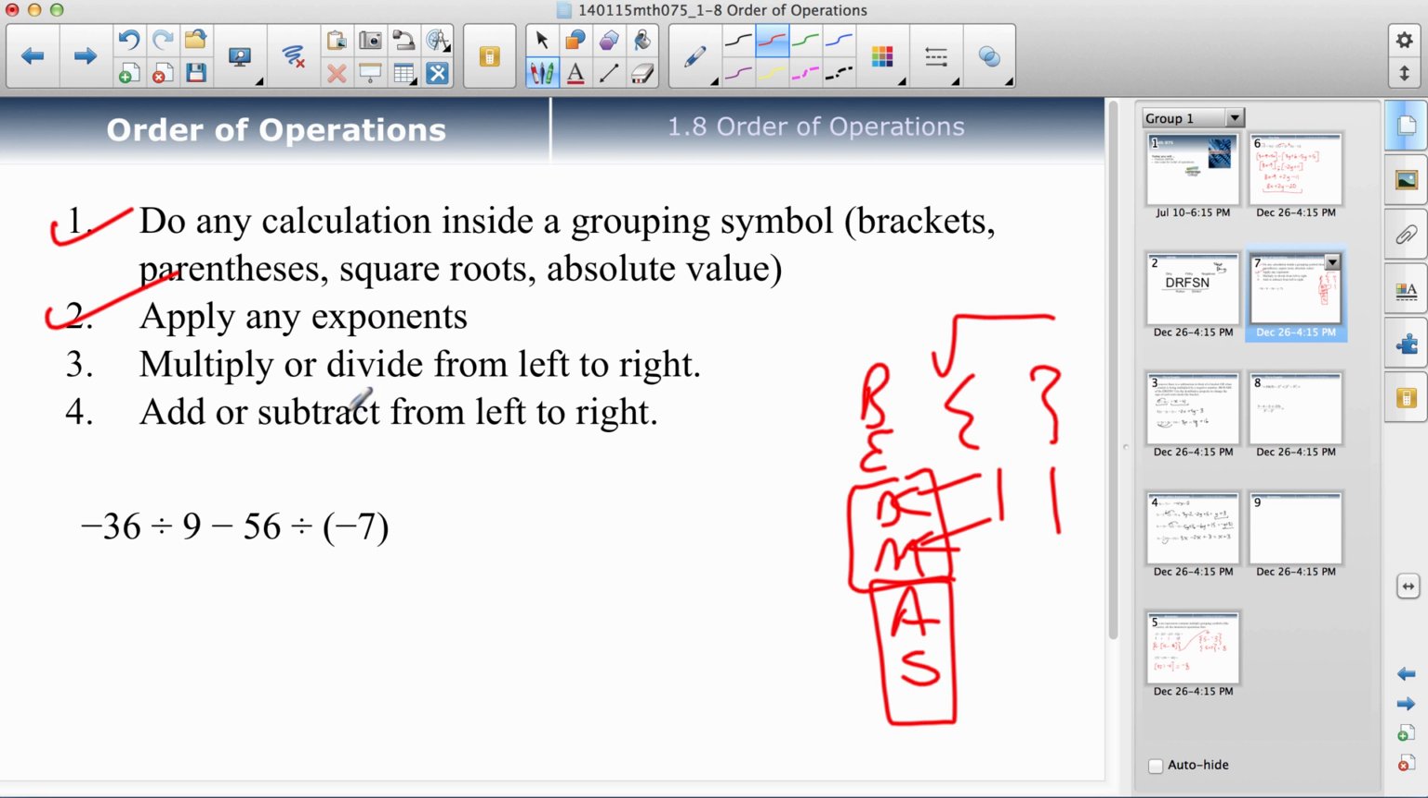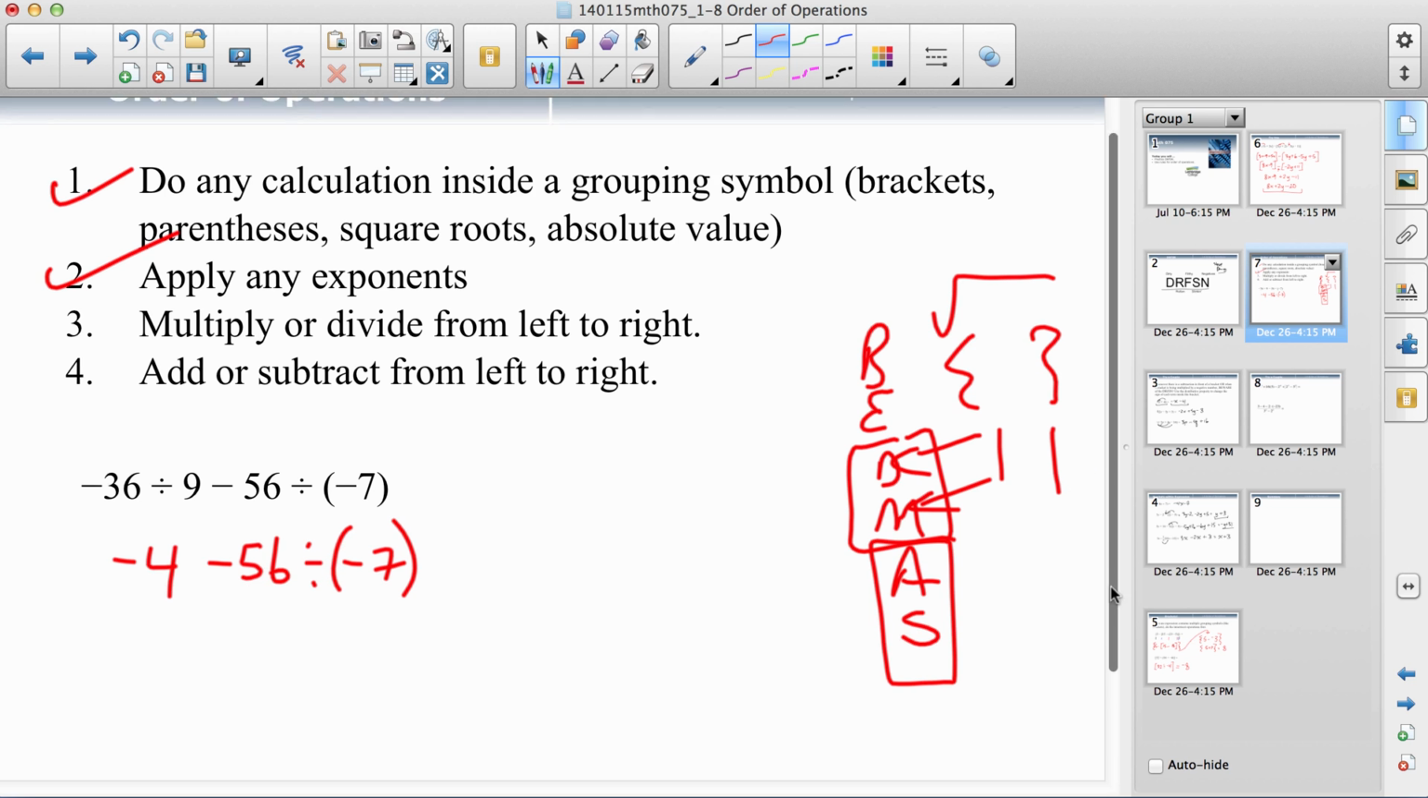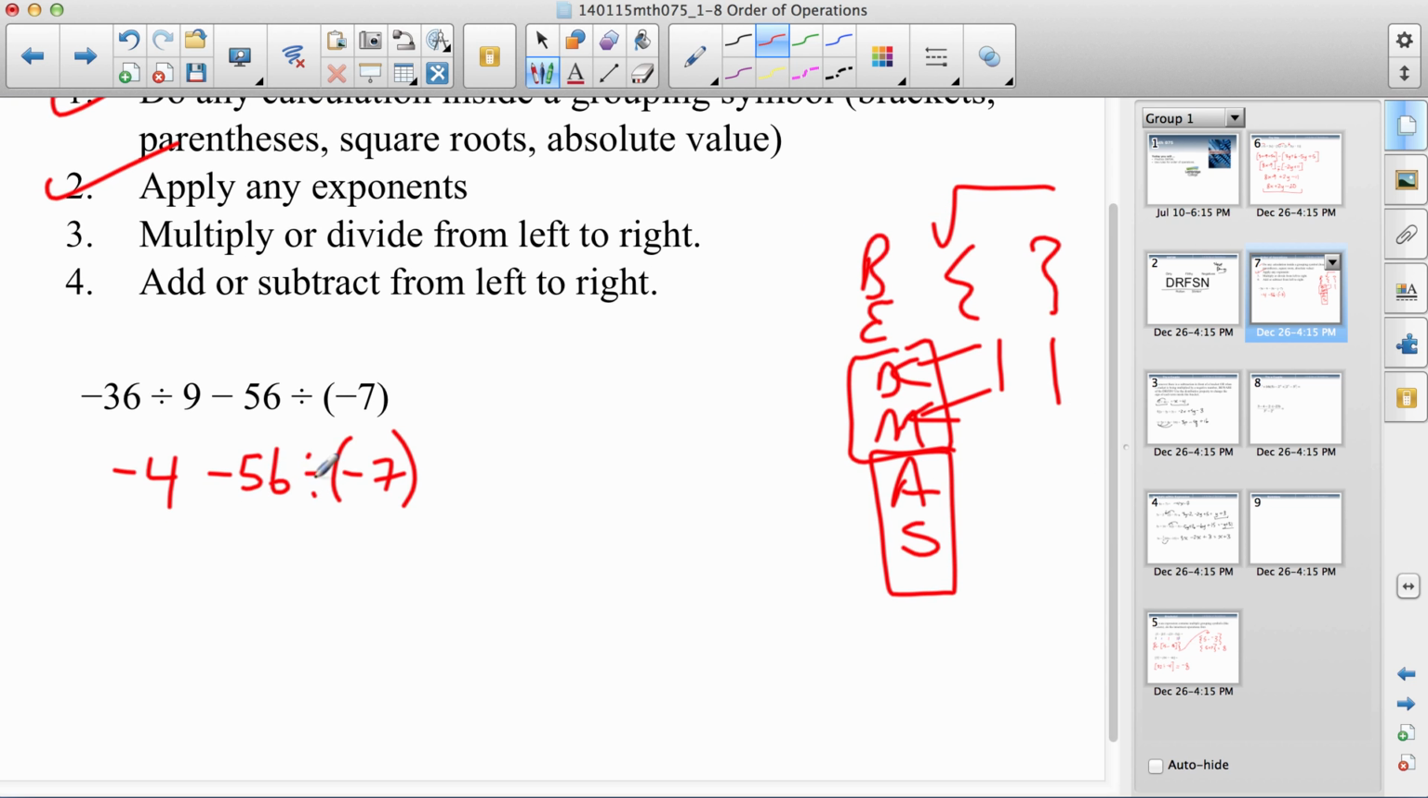Done. Multiply or divide from left to right. So here I come. There's a divide. So I'm going to do that one first. Minus 36 divided by 9 would be negative 4. And I like to just do one step at a time and write everything else out. Then I look again at it, and I'm still in this multiply or divide set. I still have another divide there. So I can divide those. Minus 56 divided by minus 7. Minus divided by minus would be a positive. 56 divided by 7 is 8.